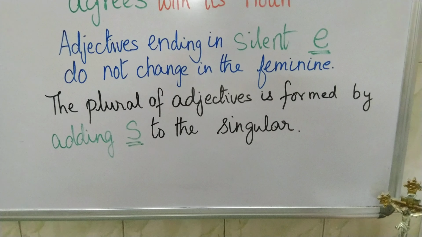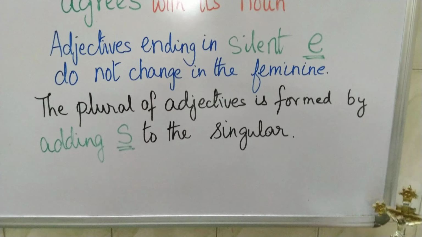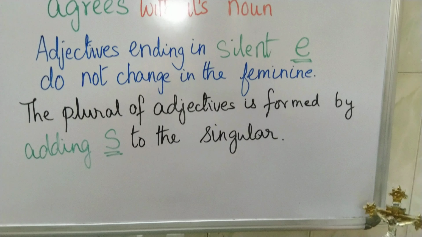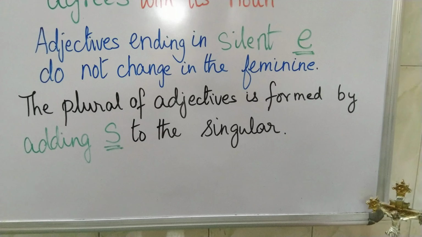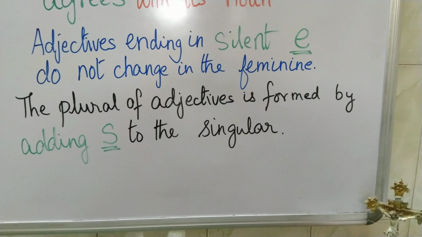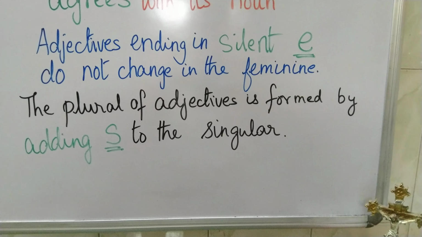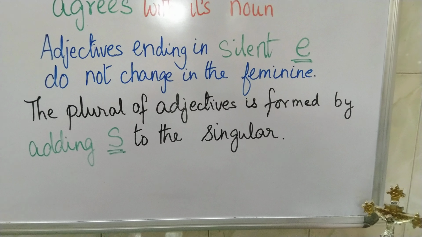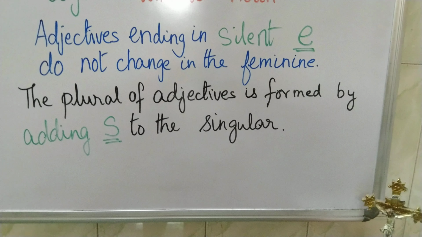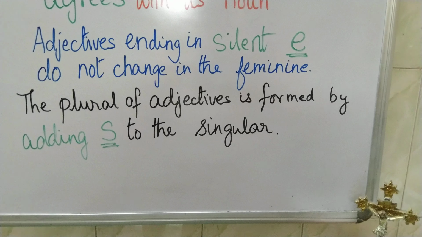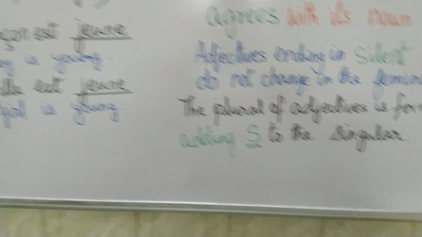The plural of adjectives is formed by adding S to the singular. Now this is also a rule which I have explained to you. That is, if you add S to the adjective, to any form, masculine or feminine form of the adjective, you will get the plural form of the adjective. So the plural of the adjectives is formed by adding S to the singular. Now let's see a few examples.